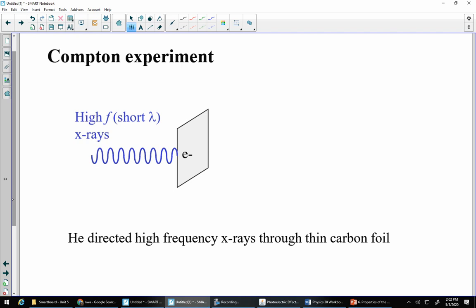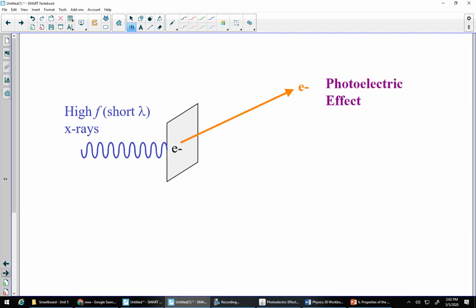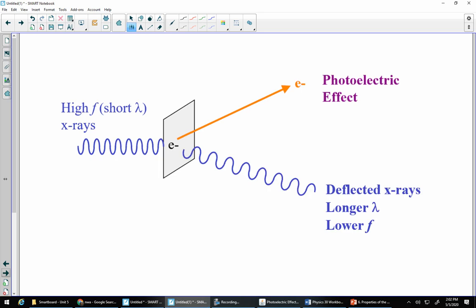So Compton blasted high frequency, short wavelength, high energy X-rays at an extremely thin carbon foil. And you might recognize that, if an electron gets kicked out, we've got our photoelectric effect. So that's not really too much of an issue there. But wait, what? There's a deflected X-ray with a longer wavelength and a lower frequency.